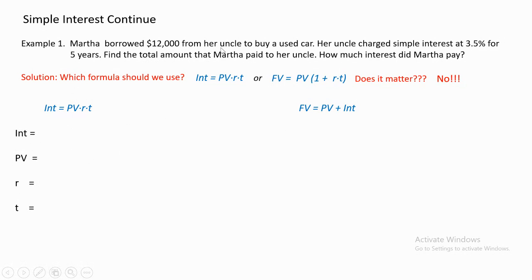Martha borrows $12,000 from her uncle to buy a used car. Her uncle charged simple interest at 3.5% for 5 years. Find the total amount that Martha paid to her uncle. So here, we're looking for the future value. And also how much interest Martha paid. So we can start out by finding the interest first.